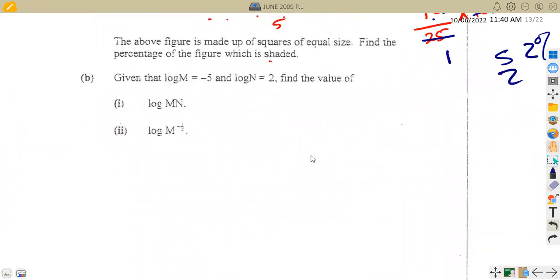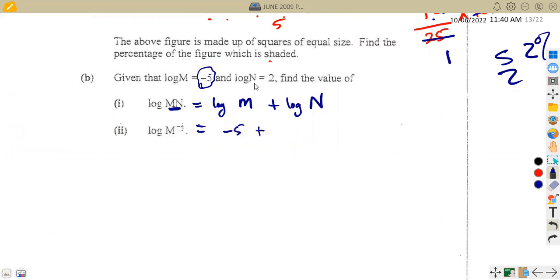Find the value of log mn. Remember your laws, guys. What made you to multiply like this? It means you are adding the logarithms, log of m plus log of n. So that means you can substitute log m. What is the value of log m? Log m we are given as minus 5, so it's minus 5 plus log n.